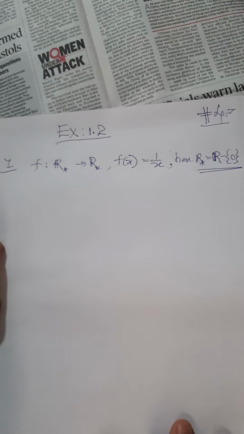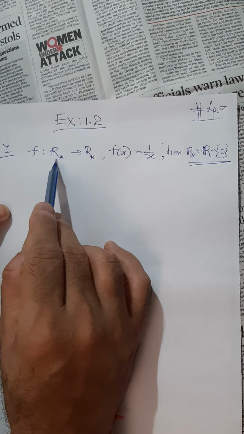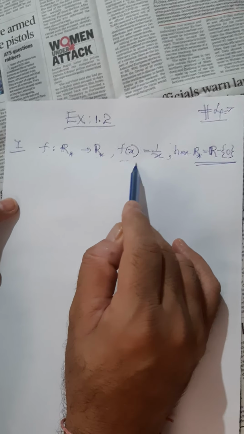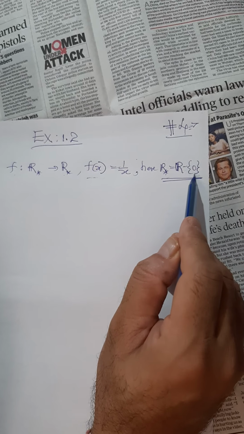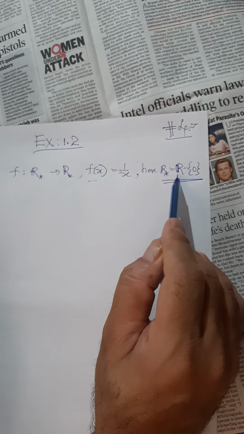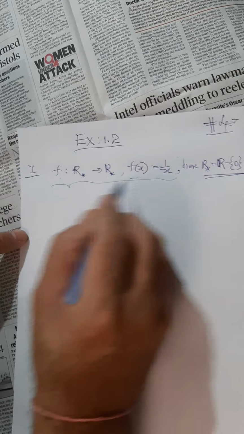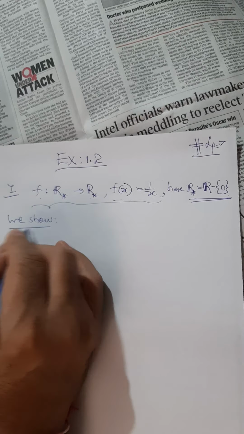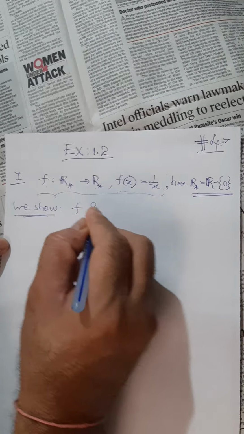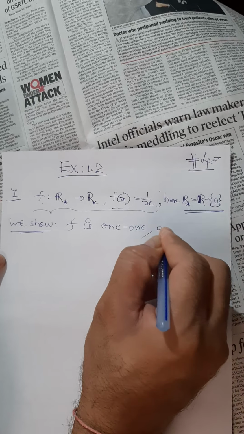Next exercise 1.2. First question. Function from R star to R star. Definition is this. Here R star means all real numbers other than 0, so this can be negative or positive. What we want to show is that f is both 1-1 and onto.